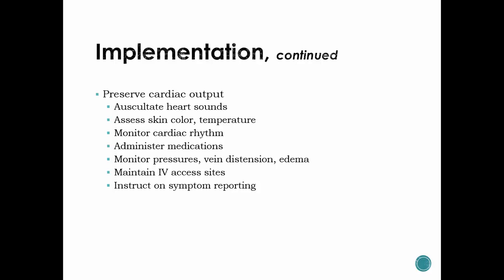Alright, in preserving cardiac output, you want to auscultate heart sounds every 2 to 4 hours and report any abnormal findings to the healthcare provider. And basically you're listening for those S3 and S4 gallop rhythms. You want to assess skin color and temperature. This monitors their tissue perfusion. Monitor their cardiac rhythm for dysrhythmias, which can impair their cardiac output.